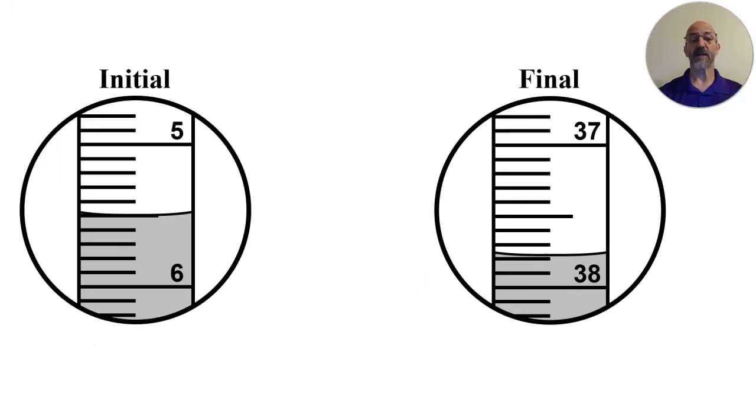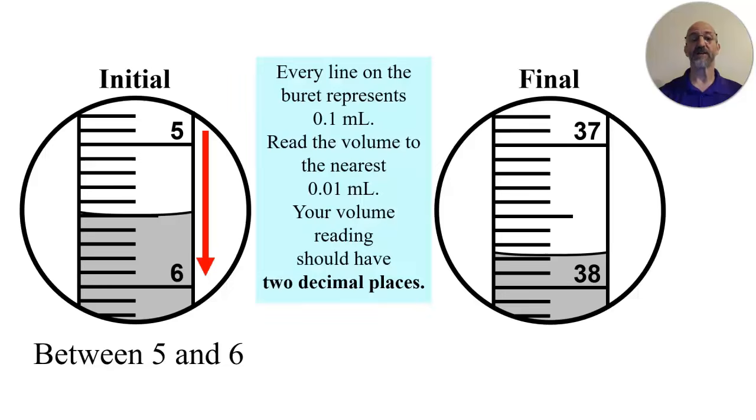Now, with a burette, you normally read a burette from top to bottom. And that means that the initial volume reading is somewhere between 5 milliliters and 6 milliliters. It's also important to note the precision of the burette. So every line on the burette represents 0.1 milliliters. So we read the volume on the burette to the nearest 0.01 milliliters. So your volume reading should have 2 decimal places.